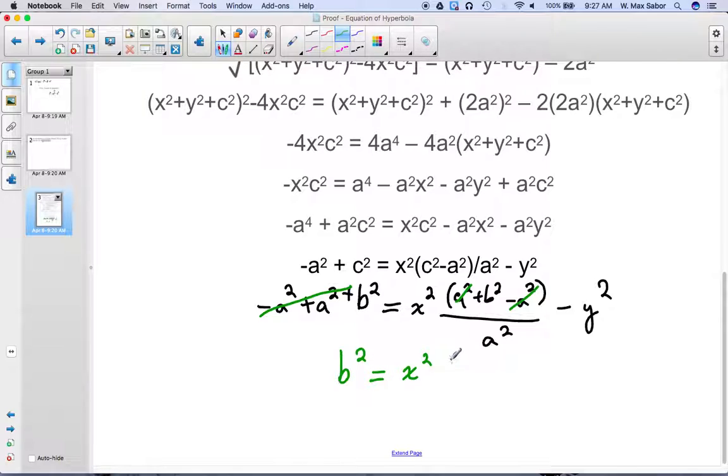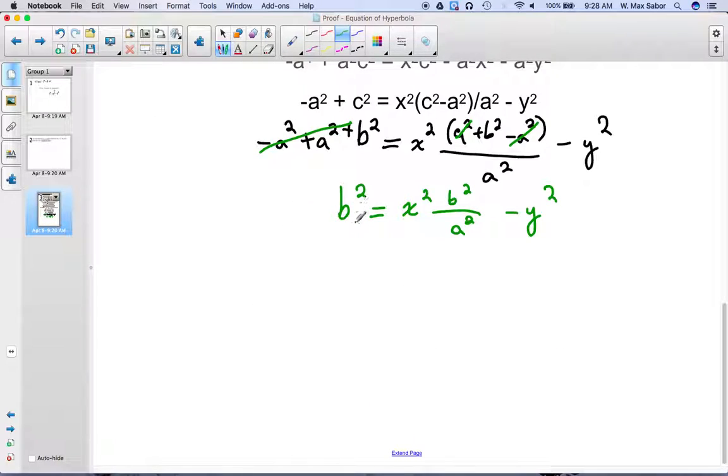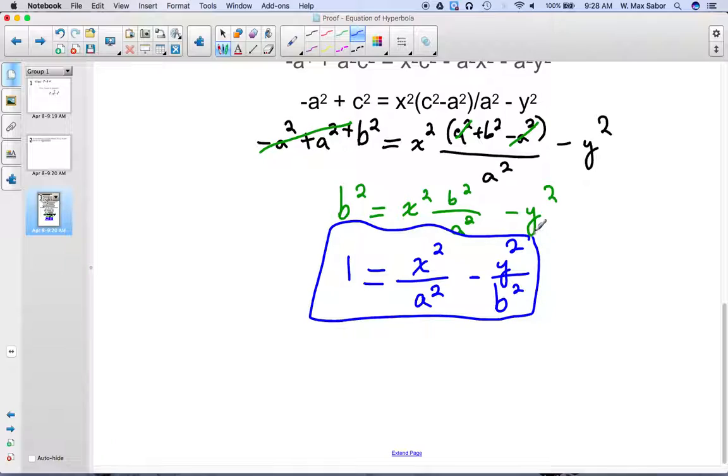equals x squared times b squared over a squared minus y squared. And now, in order to get this to be 1, we divide by b squared on both sides. x squared over a squared minus y squared over b squared, dividing by b squared gives us b squared. So there's the proof of our equation of a hyperbola.